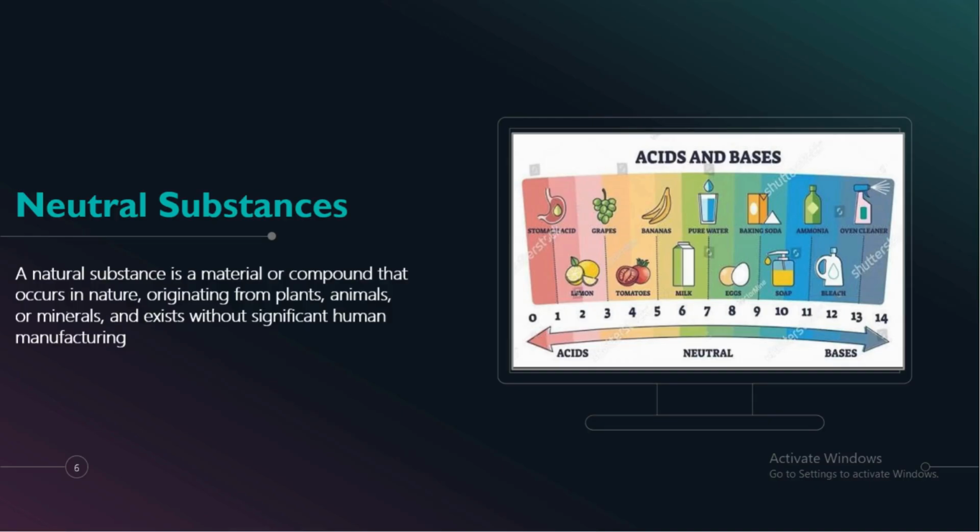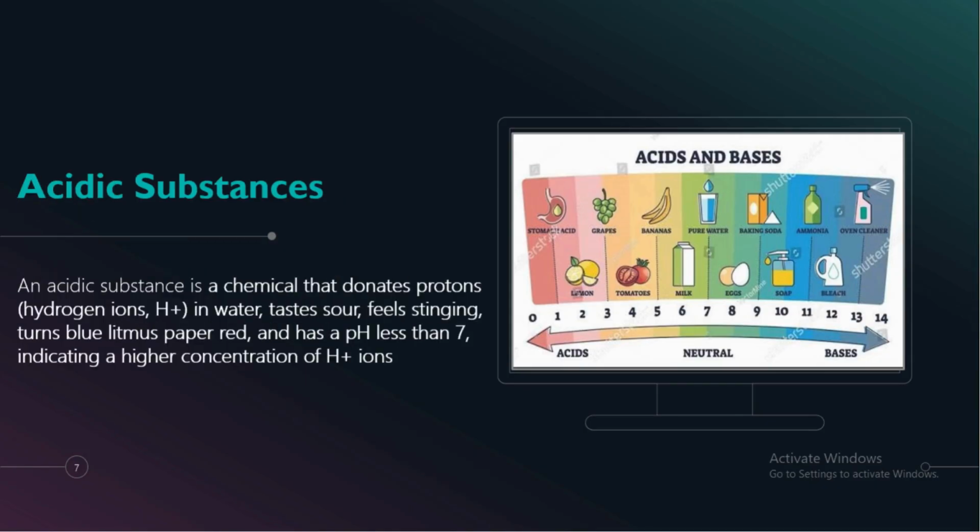Neutral substances are materials or compounds that occur naturally from plants, animals, or minerals and exist without significant human manufacturing. Acidic substances are chemicals that donate protons, or hydrogen ions, in water, taste sour, feel stinging, turn blue litmus paper red, and have a pH less than 7, indicating a high concentration of hydrogen ions.